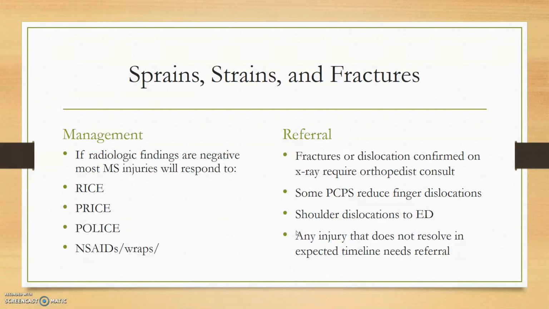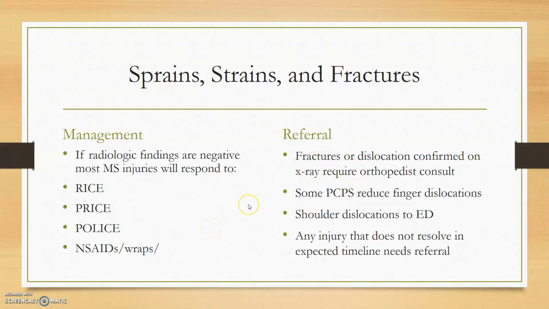Management: if the radiograph's findings are negative, most musculoskeletal injuries will respond to PRICE or POLICE. So you can review those: rest, ice, compression, elevation. And I believe PRICE puts protection on it. And POLICE is protection, optimal loading, ice, compression, and elevation. And nonsteroidals and elastic wraps are part of the management.